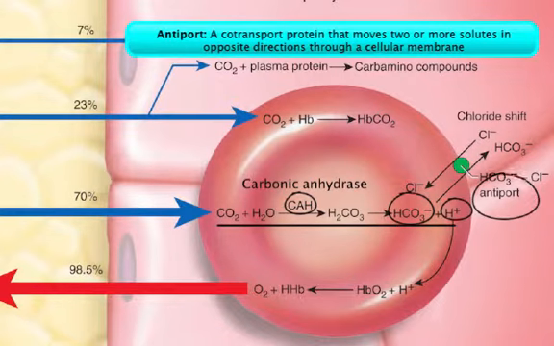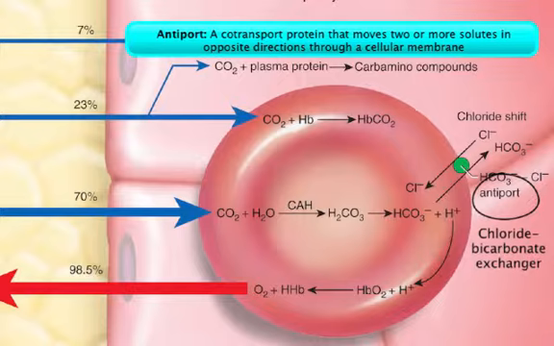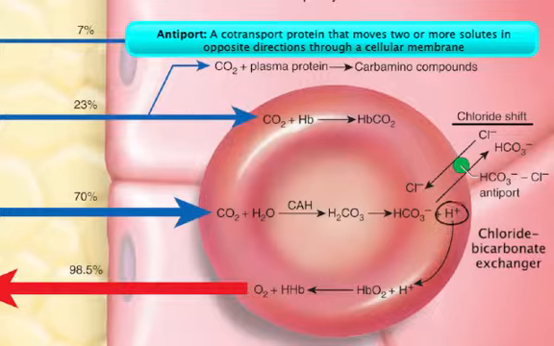An antiport called the chloride bicarbonate exchanger then pumps most of the bicarbonate ions out of the red blood cell in exchange for chloride ions from the blood plasma. This exchange is called the chloride shift. Most of the hydrogen ions bind to hemoglobin or oxyhemoglobin, which thus buffers the intracellular pH, preventing it from getting too acidic.